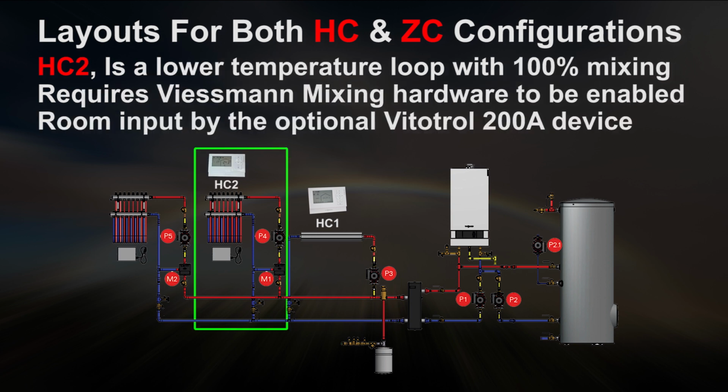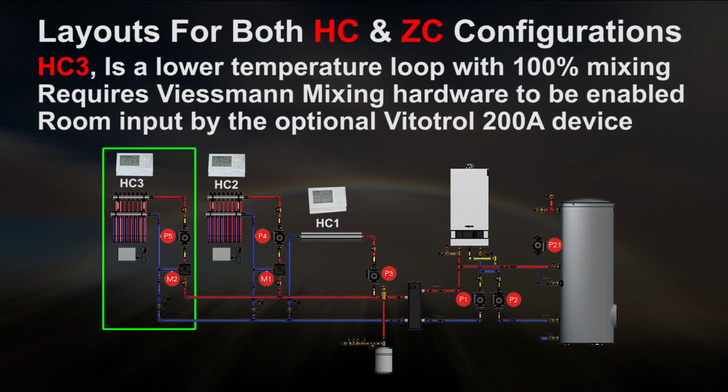Heating circuit 2 is a lower temperature loop with 100% mixing. This requires Viessmann mixing valve hardware to be enabled. Room input is by the optional Vitotronic 200A device. Heating circuit 3 is also a lower temperature loop with 100% mixing. Again, this requires Viessmann mixing valve hardware to be enabled. Room input is by an optional Vitotronic 200A device.